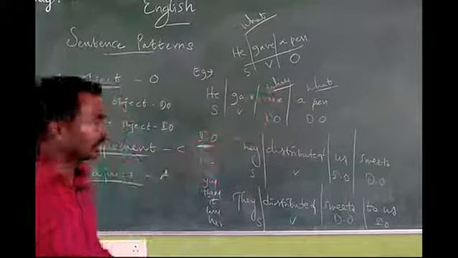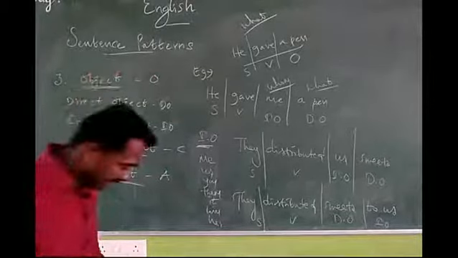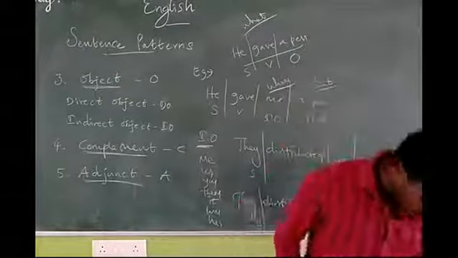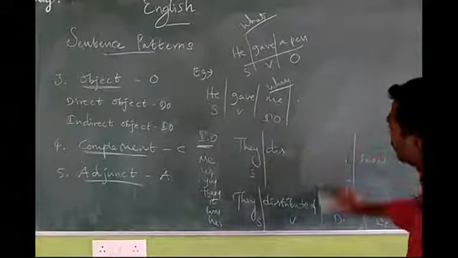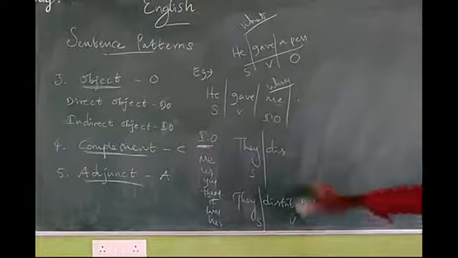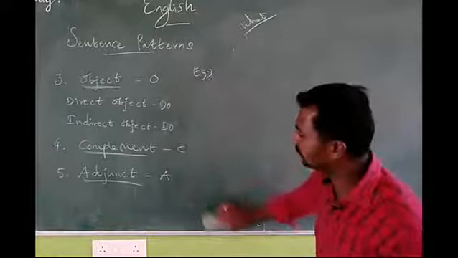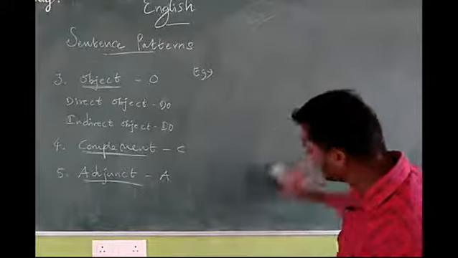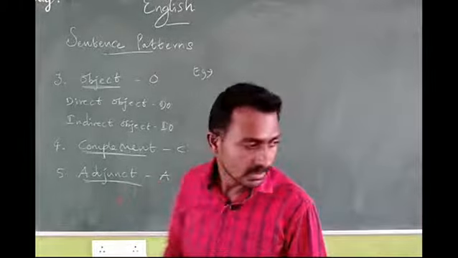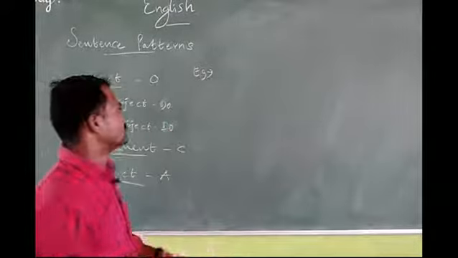Yes, I have written it on the board. Here also I clearly explained how we can identify the object. Sometimes the sentence is without an object, but then we can't transform it from active into passive. So only the sentence which has an object can we readily change from active into passive voice.